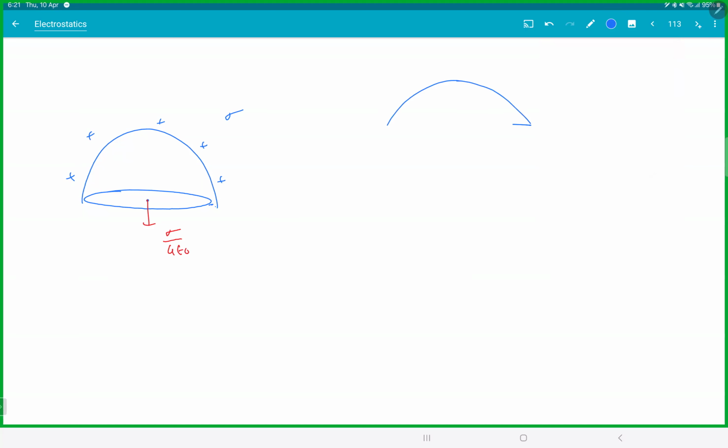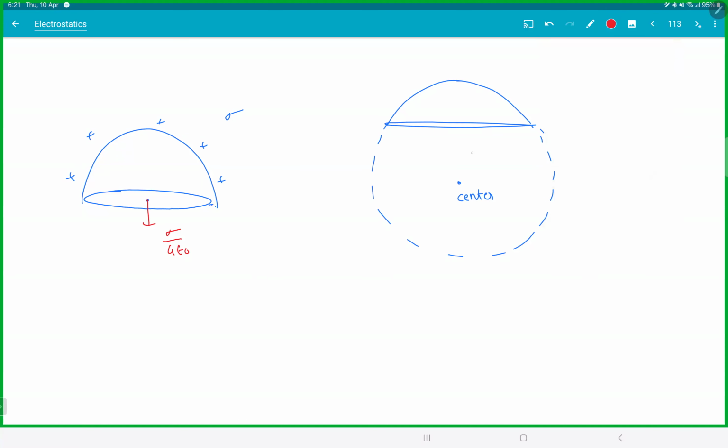Now, so it's a good result to remember. Sigma by 4 epsilon, this thing looks like half of that infinite sheet. But you can do something better with this. So instead of a full sphere, let's say you have only part of the sphere, like this. It's not that difficult to solve.